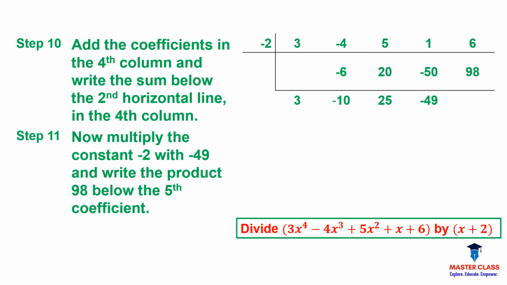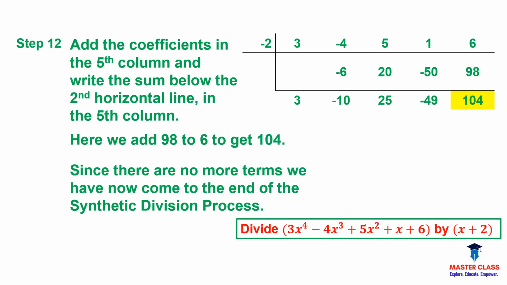Now multiply the constant minus 2 with minus 49 and write the product 98 below the fifth coefficient. Add the coefficients in the fifth column and write the sum below the second horizontal line in the fifth column. Here we add 98 to 6 to get 104. We write this below the second horizontal line in the fifth column. Since there are no more terms, we have now come to the end of the synthetic division process.